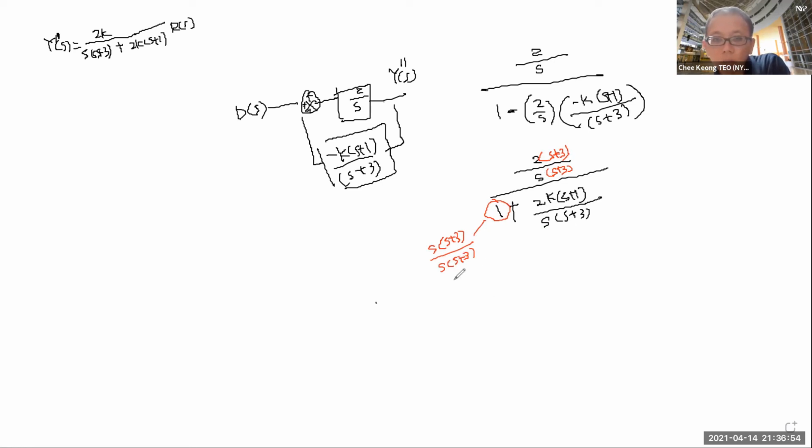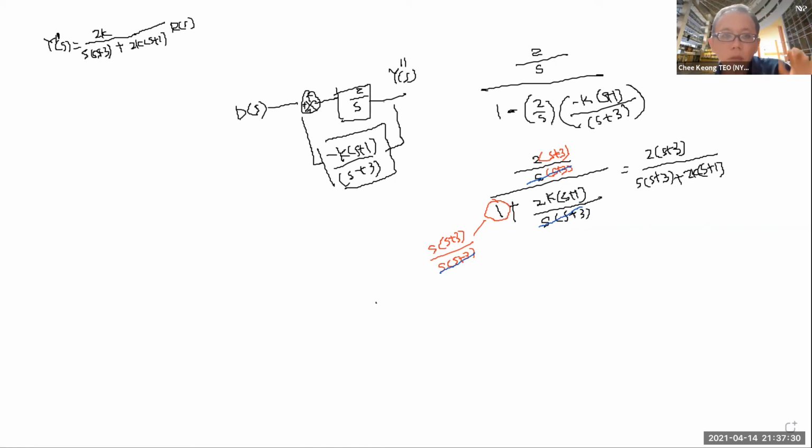So now you have all three with the same denominator. What you can do is cancel out all the denominators and then write out the numerator. Now what is the numerator here? On top is 2(S plus 3), right? Over the bottom is S plus 3, plus 2K(S plus 1), right? So basically you have just solved the expression.